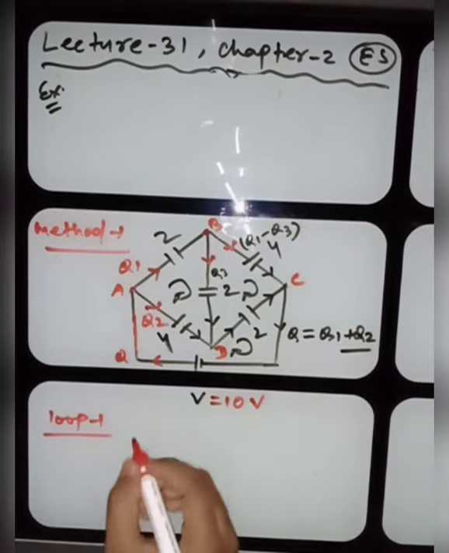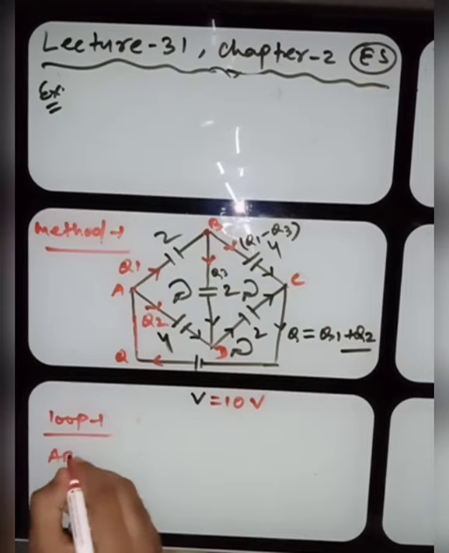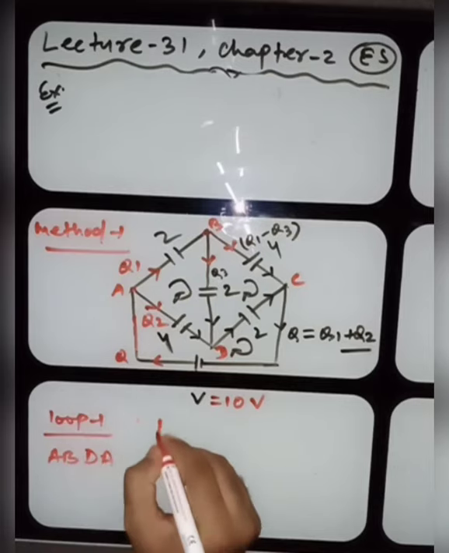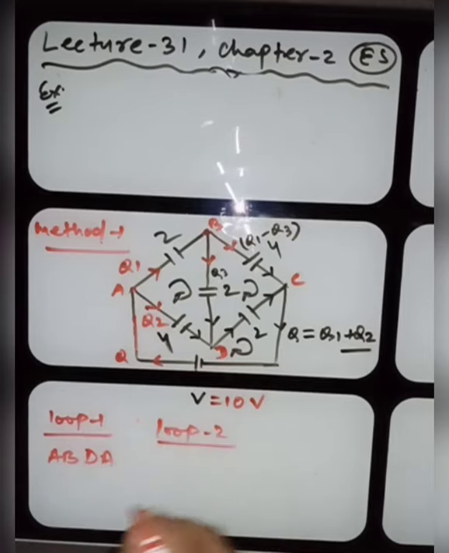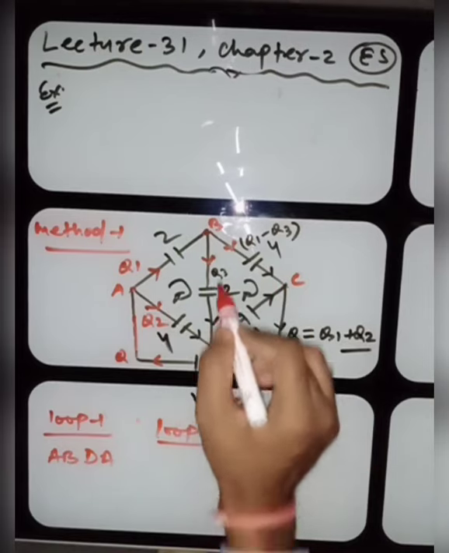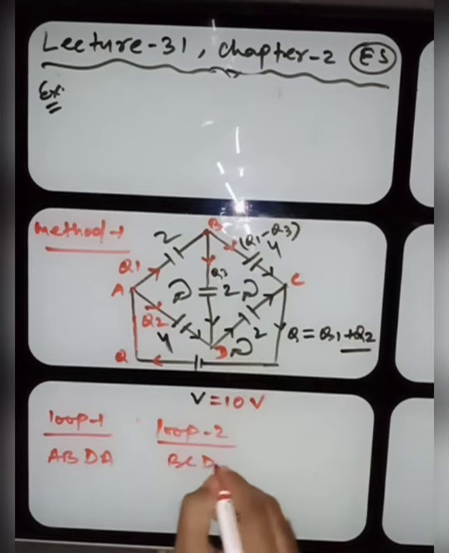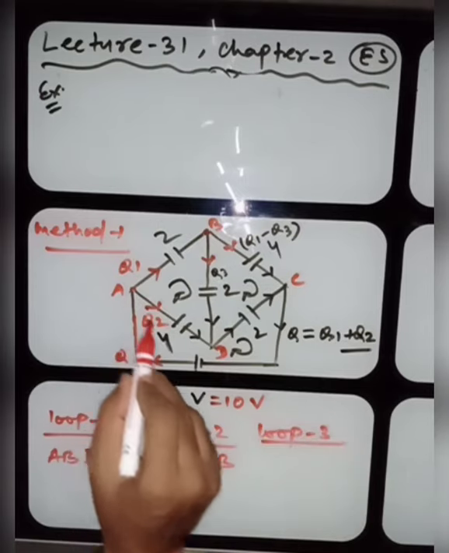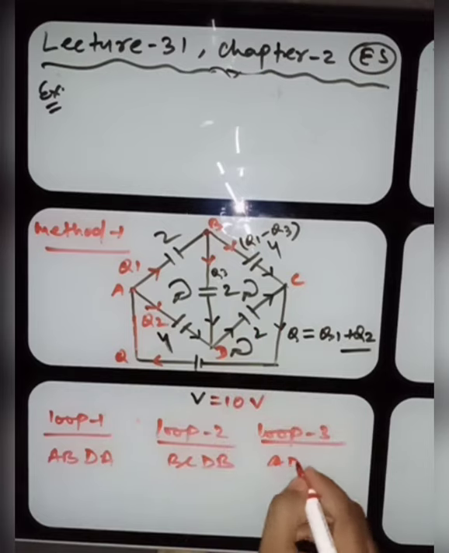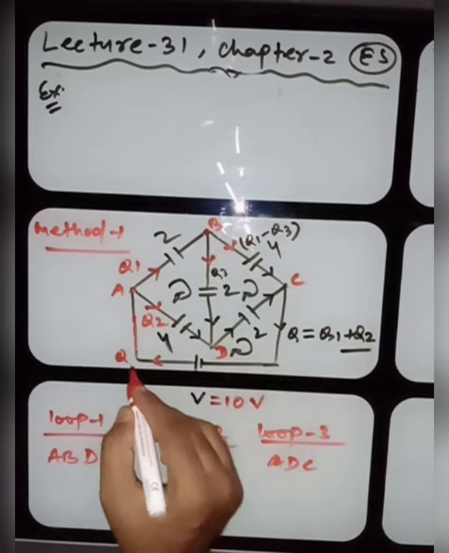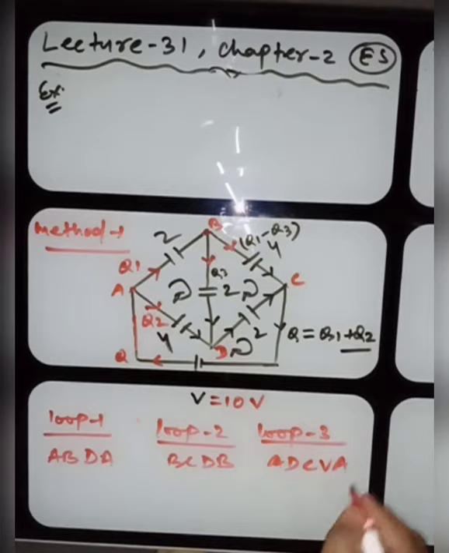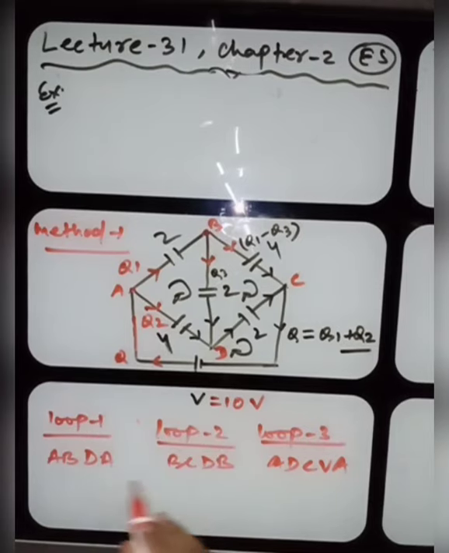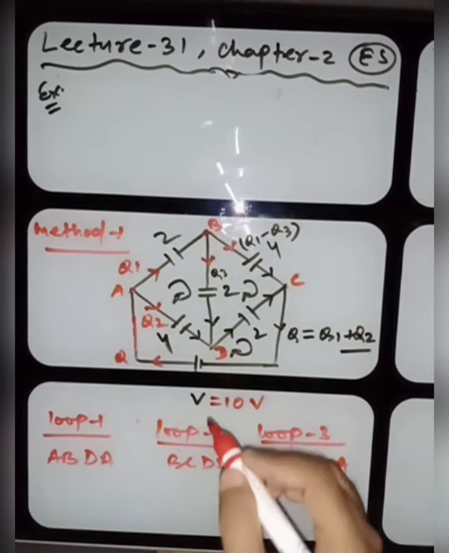Loop 1 is A, B, D, A. Now loop 2 is B, C, D, B. Now loop 3 is A, D, C, B and A. So these are the 3 loops. You will write the 3 equations, you have 3 variables, then you can solve.